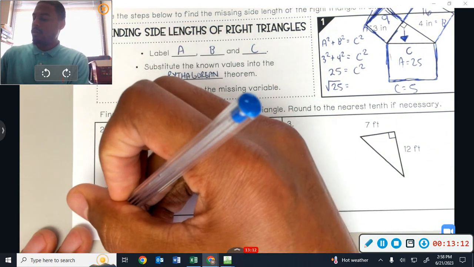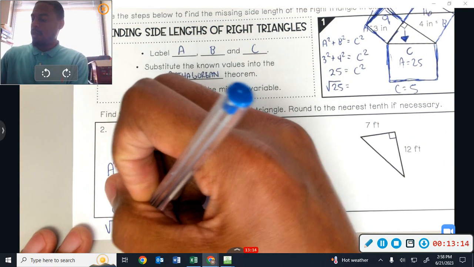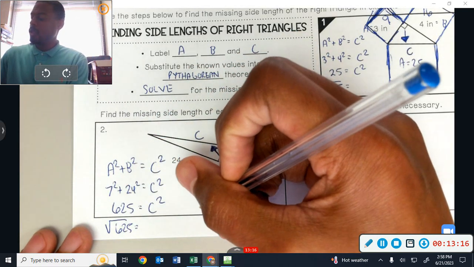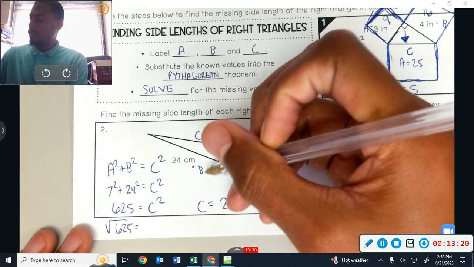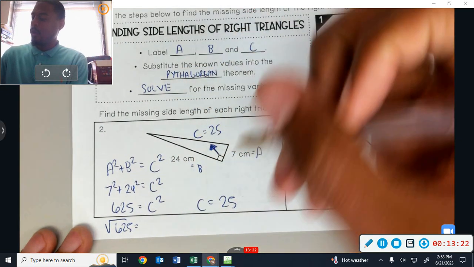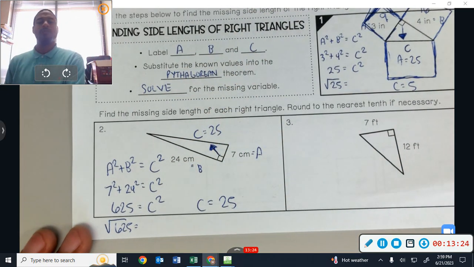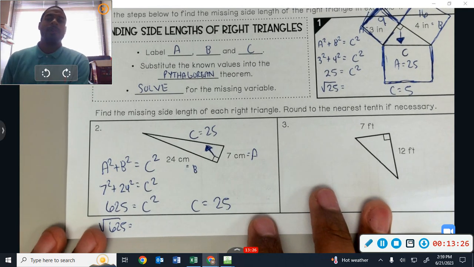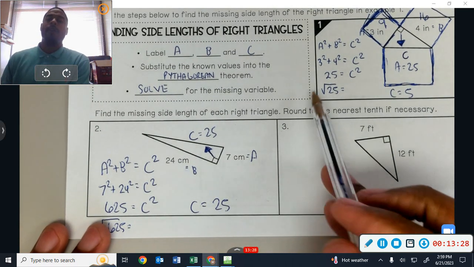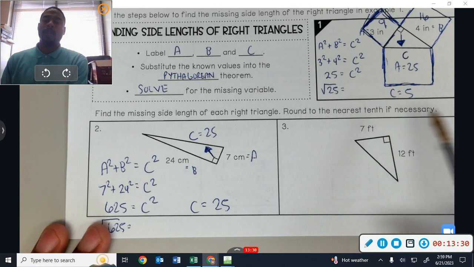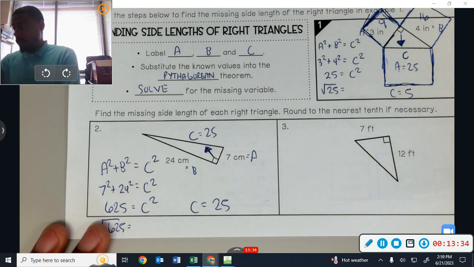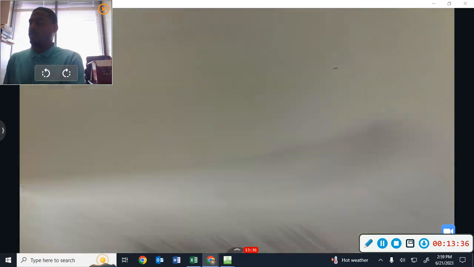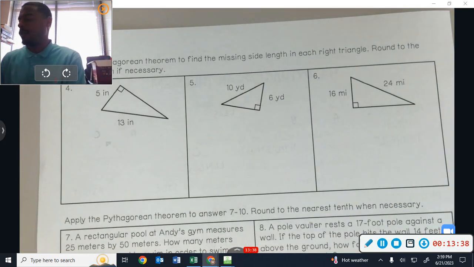Okay, square root of 625 is going to equal C, which is going to be 25. Let's say it up here. 25, there we go. Okay. If you round to the nearest tens, we learned that as well. Okay, so keep that in mind. Let's go to number 4. The reason why I want to do number 4 is because it's a little bit different.